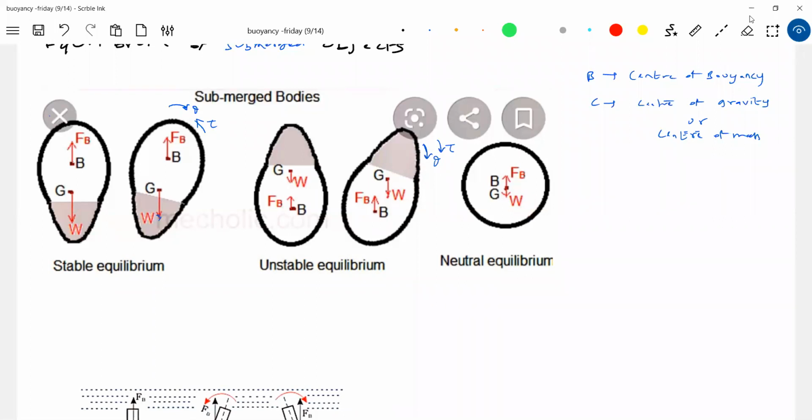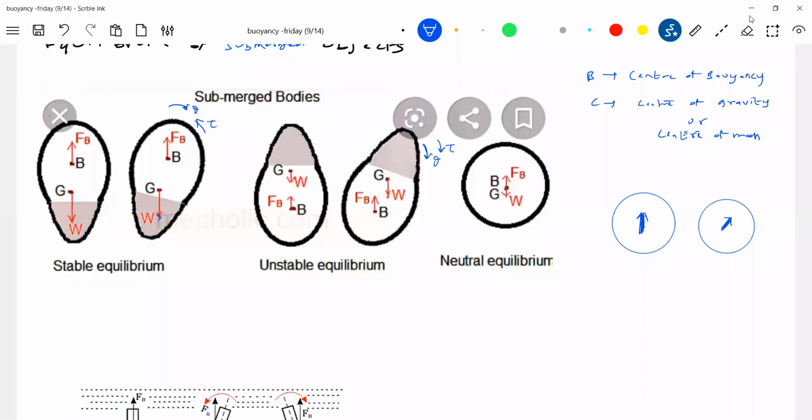Suppose, like for neutral equilibrium, the idea of that I'll put it. Suppose we take some arrow as a reference for us. There's a neutral equilibrium. You tilt this body, it will be there in that position only. Finish. In whichever position you bring it, it will retain that position. That's the meaning of neutral equilibrium.